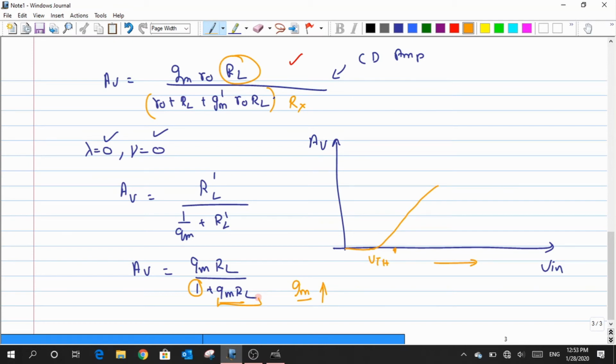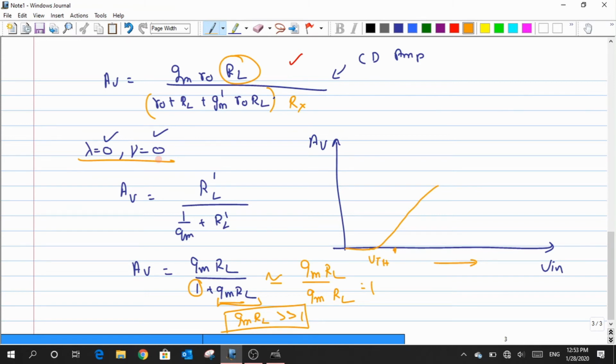So at a particular point, the value of this Gm RL would be predominantly higher than the value of 1. So one could approximate this entire expression as something like Gm RL divided by Gm RL itself, right? And that leads to 1. Just because the Gm has risen, my Gm RL becomes way larger than the value of 1, okay, as I increase the value of Vin, and due to which we have a maximum gain of 1. That is the condition that I have with these input assumptions, okay. So I have lambda and gamma equal to 0.